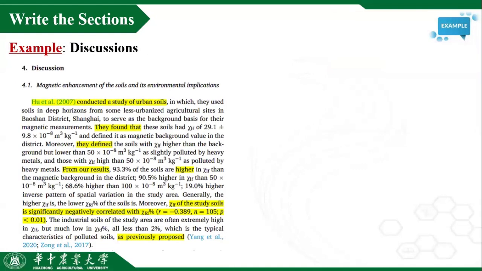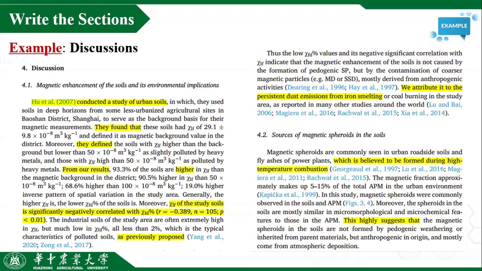Here is an example for the discussion. In the discussion, you have to discuss the previous papers, like here. This paper discusses a previous paper and claims that they found these details, and from our result, we have stated, for example, that our result is higher than this paper in this point, and lower than this paper in this point. And you may also state that this paper agrees or disagrees with another paper.